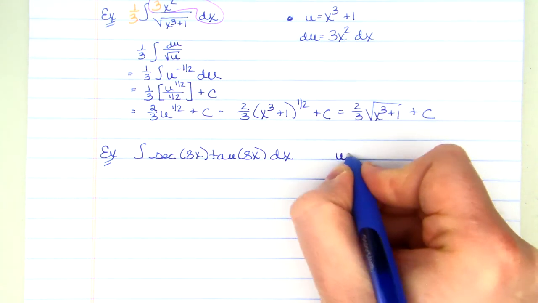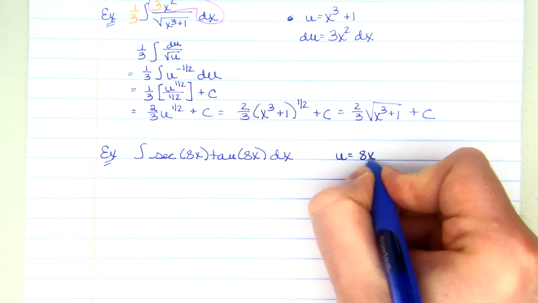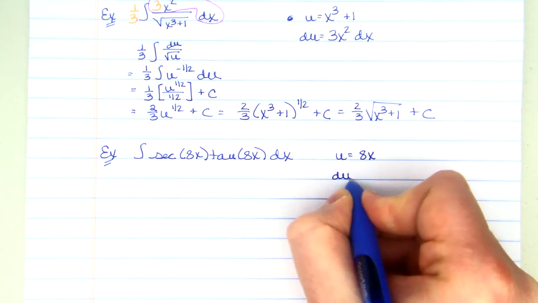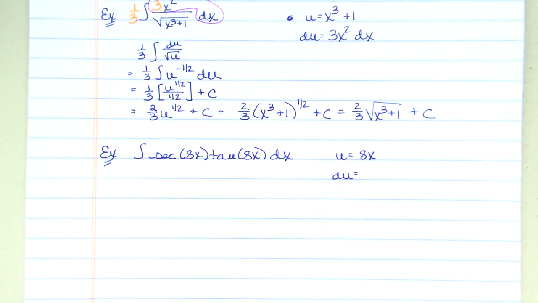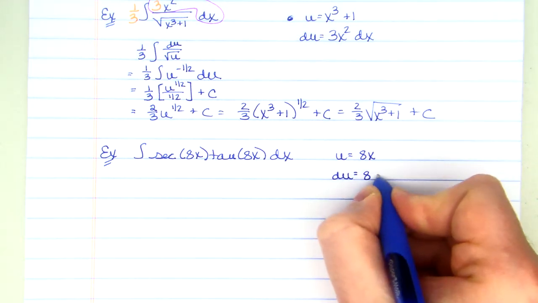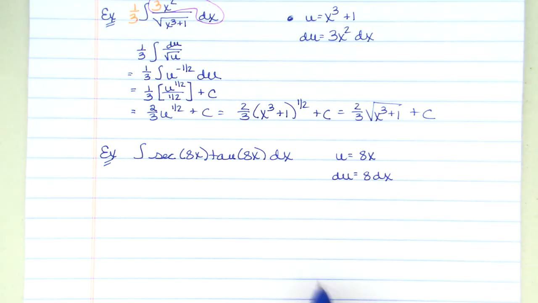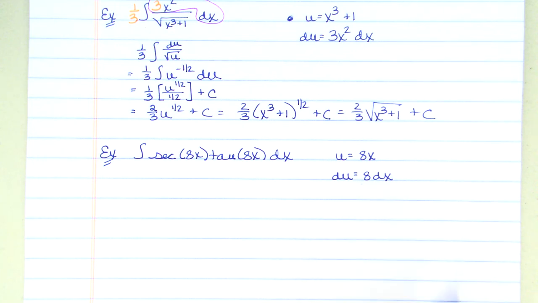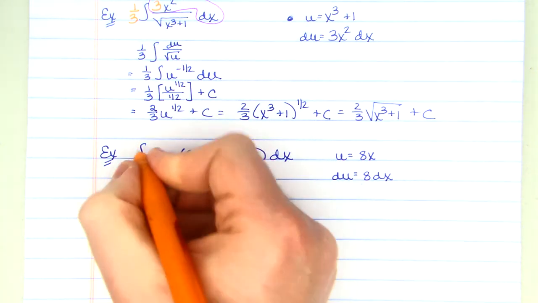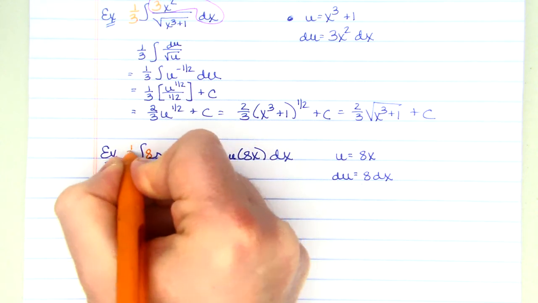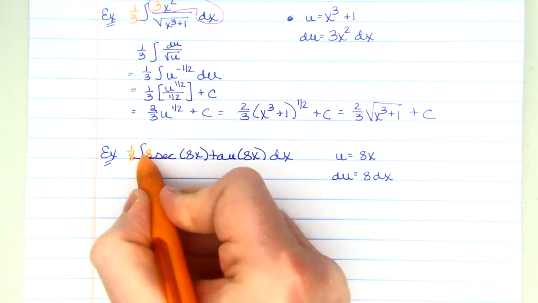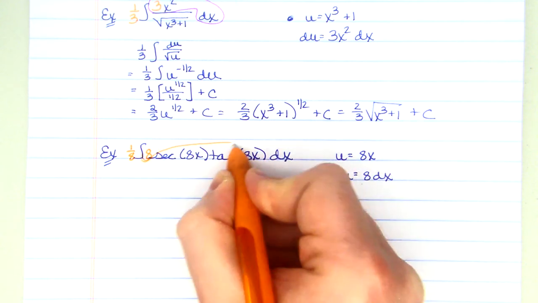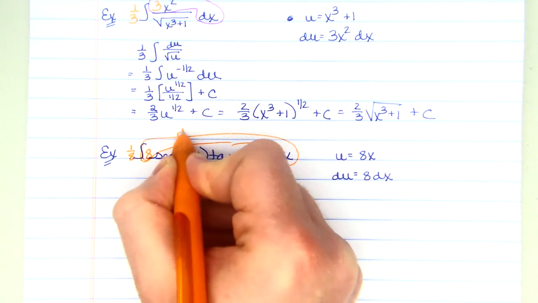My u is actually just going to be 8x because its derivative shows up other than the constant. Its derivative is 8 dx. Yeah, this is showing up other than the constant, other than the 8. I've got the dx and nothing else. I can stick an 8 inside here and a 1/8 outside there. Then this thing is my du.